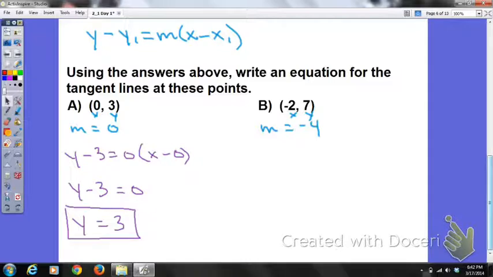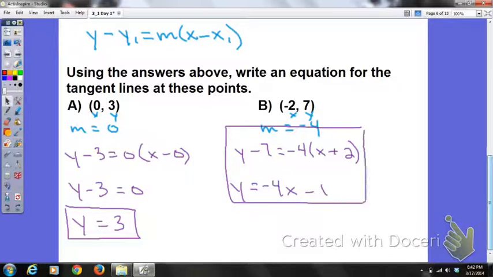For b, plug in our x, y, and m. We have y minus 7 equals negative 4 times x minus negative 2, which is the same thing as x plus 2. Feel free to leave it in point-slope form, or if you'd like to rearrange, distribute, and put it in slope-intercept form, it'll be y equals negative 4x minus 1. Either answer would be acceptable.